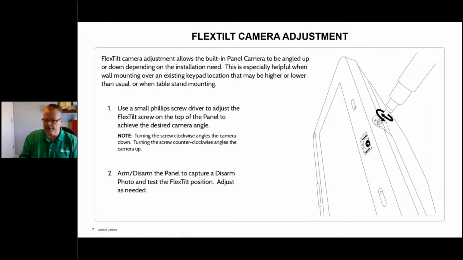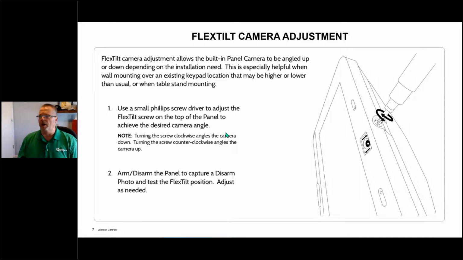So, it is a plastic screw. Please be careful with it. Don't use too much pressure. You're not going to break it. It'll just become a little frustrating, and you're going to have to adjust it a second or third time, depending. And then obviously, you want to test what that view is. Again, if it's wall mounted or table mounted, you want to arm and disarm the panel, capture that disarm photo, and then just make sure your position's right, and then adjust as required.